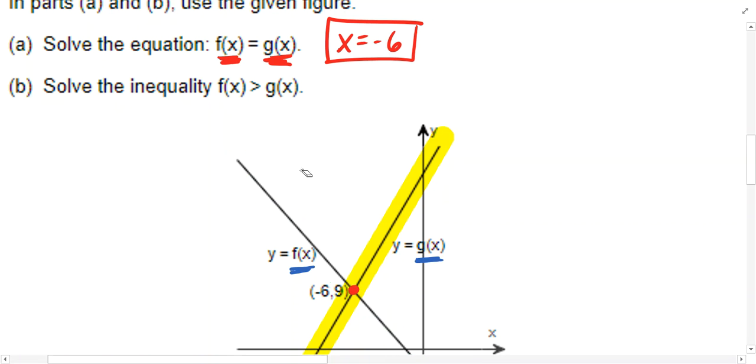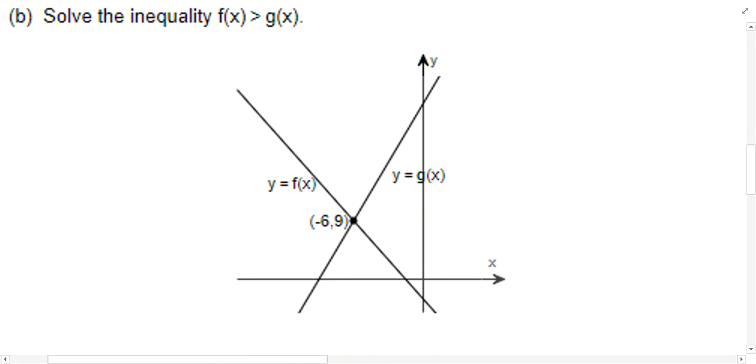When we answer part B, we should think in a similar sense, but slightly different. To solve the inequality f of x greater than g of x, we're asking ourselves, when are the y values for f of x bigger than the y values for g of x? What x values make this statement true? Well, again, if we're thinking about the y coordinates that go along with the f of x function, all of these contain y values. And at some point, the y values along this line become less than the y values on this line. And at that point, we no longer have a solution to this inequality.